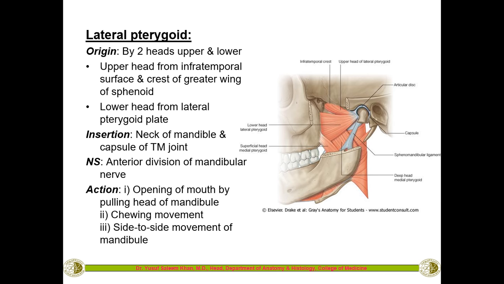So this is all about the lateral pterygoid. Lateral pterygoid takes origin from two heads, the upper head and the lower head, and is inserted to the neck of the mandible. Nerve supply is by the anterior division of the mandibular nerve, and the action is mainly the opening of the mouth by pulling the head and neck of the mandible. It helps in chewing as well as side to side movement. These are some of the features of the lateral pterygoid.